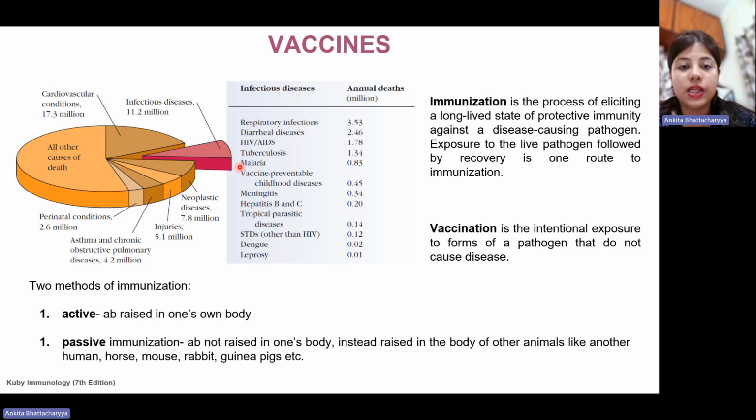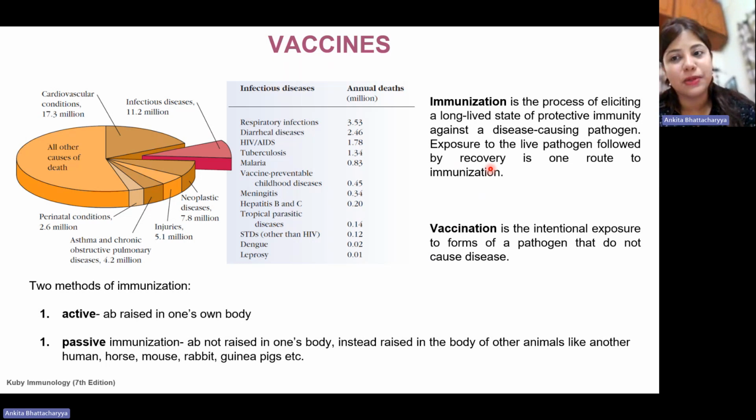Among the infectious diseases, you can see that annual deaths are credited majorly to respiratory infections, but we also have diarrhea and associated diseases, HIV/AIDS, tuberculosis, malaria, and vaccine preventable childhood diseases still being such a huge contributor, majorly because a lot of people do not really get their children vaccinated right after they're born, or do not go ahead with the follow-up vaccinations or the booster doses for those diseases, which is why sometime in their later life they do suffer from the disease. We also have meningitis, hepatitis B and C, tropical parasitic diseases, STDs, dengue, and leprosy being the largest contributors towards these diseases. So, having discussed the problem, let's now talk about the solution.